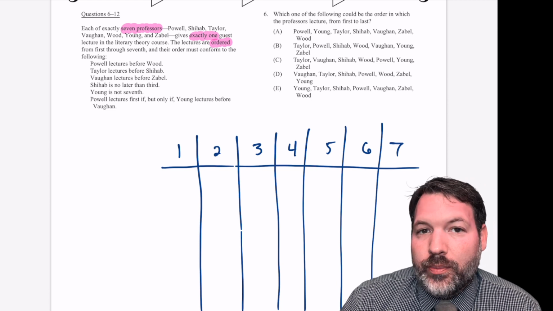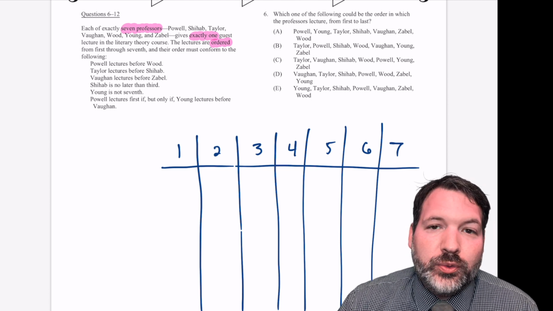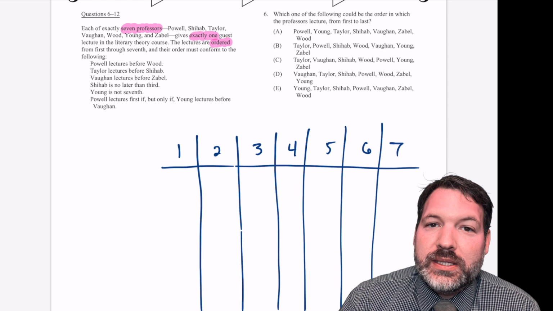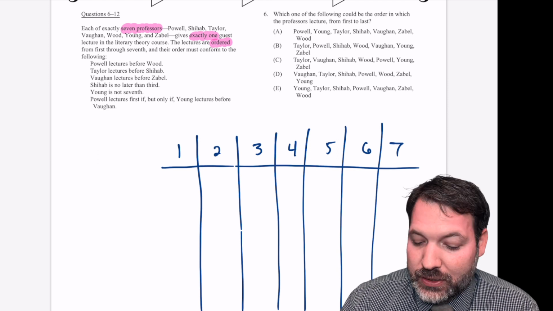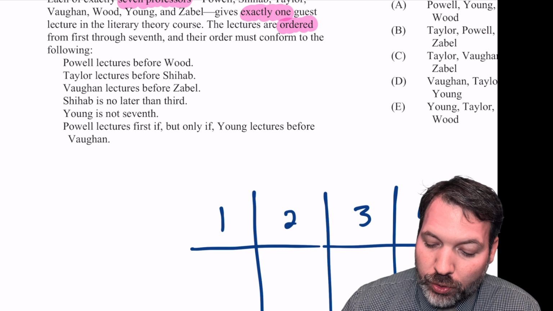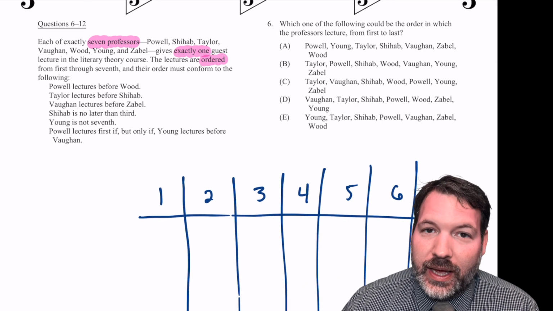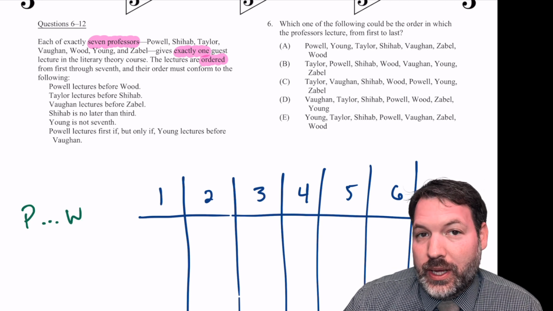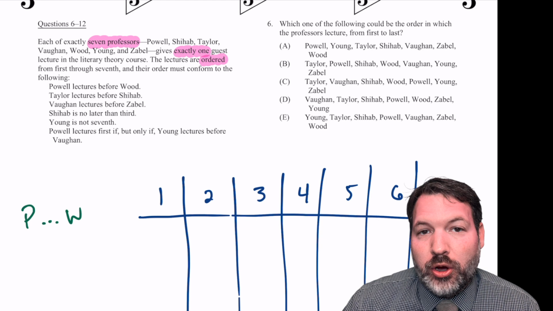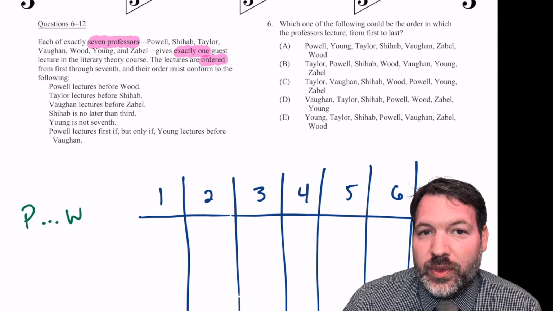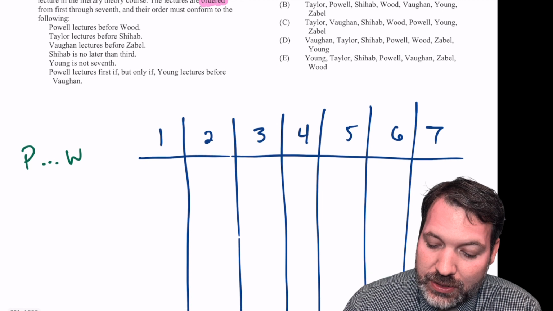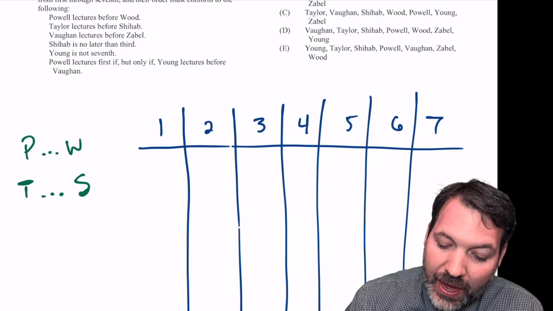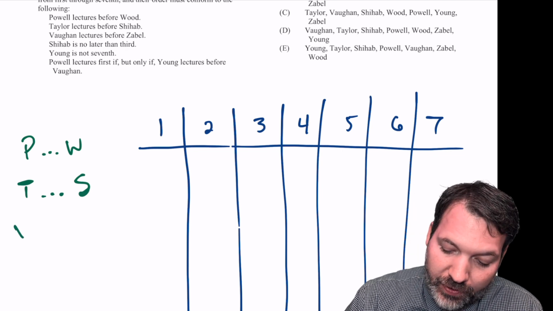Once we have our diagram, we want to jump into the clues. But again, we don't want to have to reread the clues over and over, and so we're going to symbolize each clue in a way that we can easily look back at that symbol and remember what it meant. The first clue says Powell lectures before Wood. So again, for an order game, this is a classic ordering clue. P ... W is how I would symbolize this. This reminds me P always has to go before W. There will be some deductions we get from this in a moment, but for now I'm just going to symbolize P ... W. Taylor lectures before Shihab, so T ... S. Vaughn lectures before Zabel, so V ... Z.